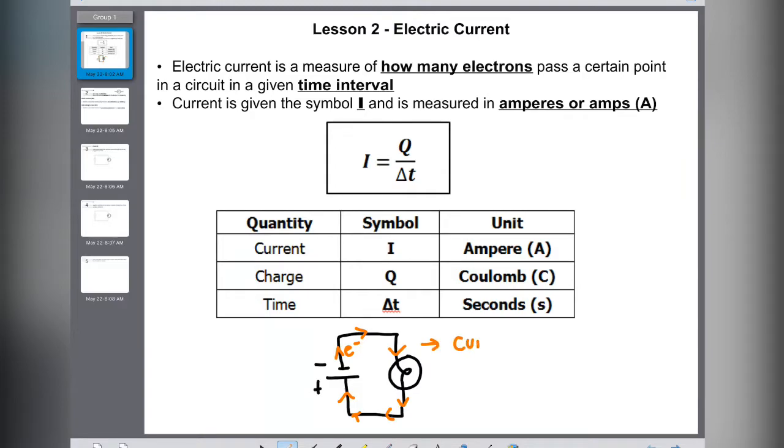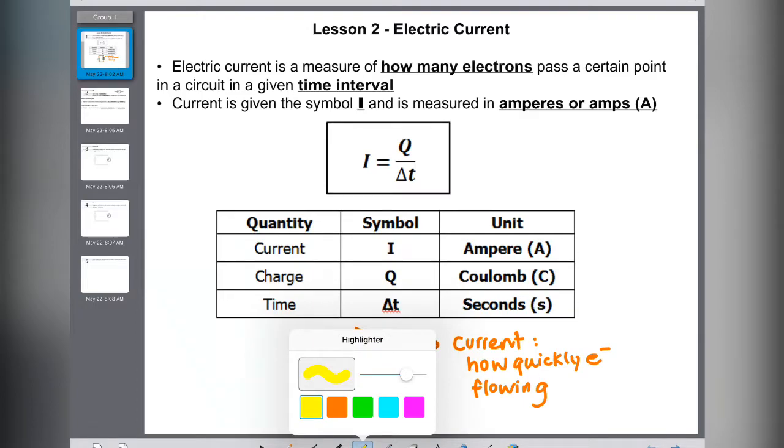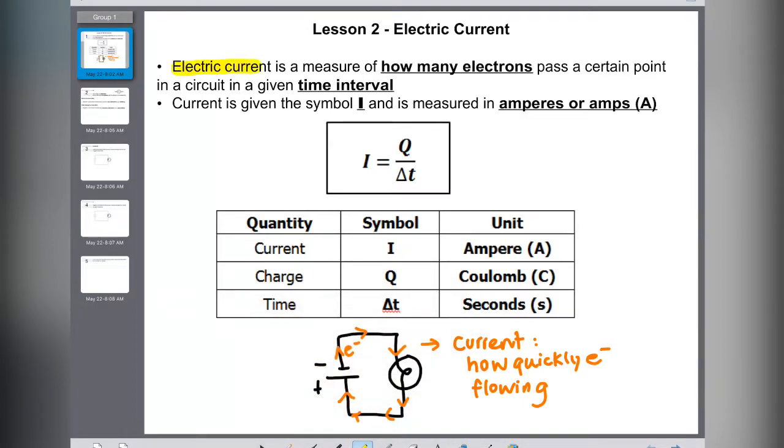So current is the word that we're going to be talking about. It's basically how quickly the electrons are flowing. Let's highlight the definitions in here. Electric current is the measure of how many electrons pass a certain point in a given time. We use the symbol I and the unit amperes. And the equation is I equals Q divided by T.